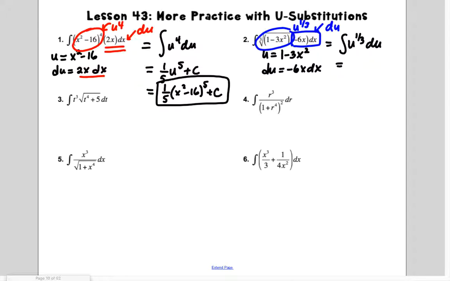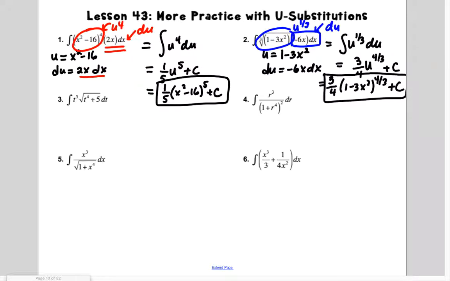So if I integrate, I add 1 to the power, so I have u to the 4/3 with a 3/4 out front, plus c. So 3/4, 1 minus 3x squared, to the 4/3 plus c. Okay, and that's U substitution.